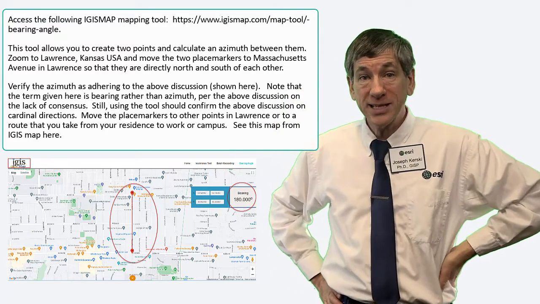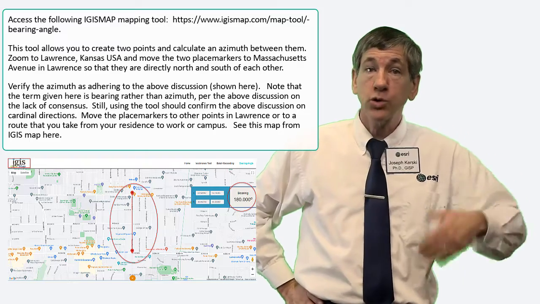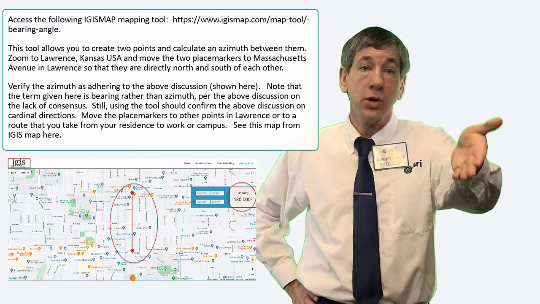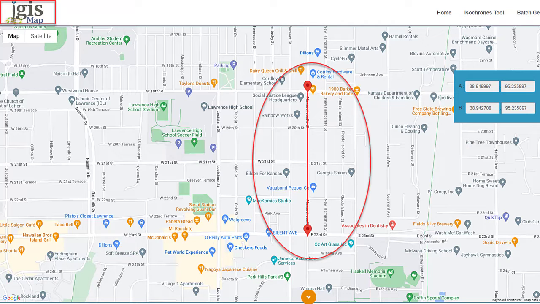Now move the place markers to other points in Lawrence, or to a route that you take from your residence to work or on campus. See this map from IGIS Map here.